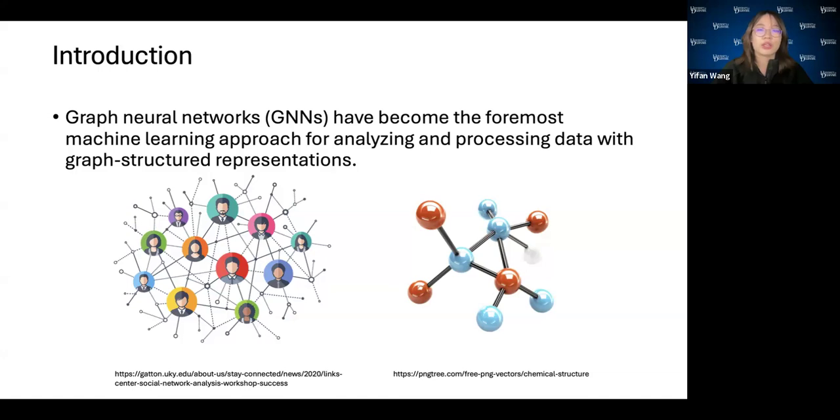Another use case is molecular chemistry, where graph neural networks are used to predict the biological activities of molecules based on their structures. The more expressive the graph neural network, the better it can understand the relationships between the atoms, and then it can predict the molecular behavior.